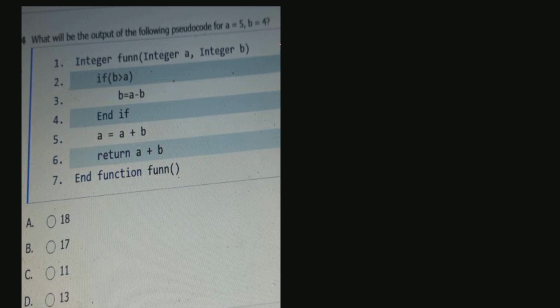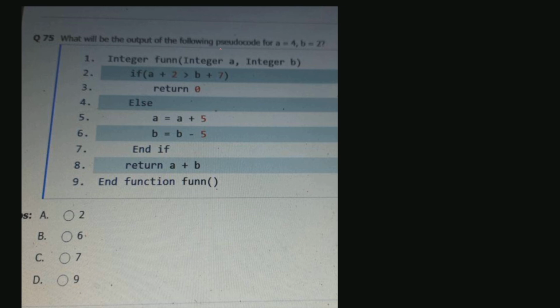What will be the output of the following pseudocode for a equals to 5 and b equals to 4? When a is 5 and b is 4. If 4 is greater than 5, which is wrong, so this will get executed, and we will execute this a equals to a plus b, that is 5 plus 4 is 9, which is equals to a, that is 9. 9 is the new value for a. Now we have to return a plus b. So the new value of a is 9, so a plus b, 4, that is 13. So our answer is 13.